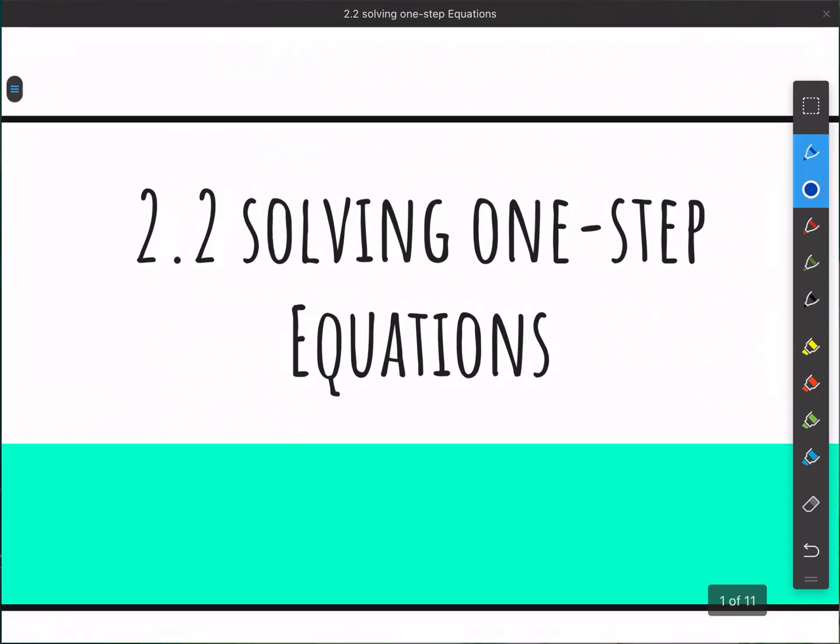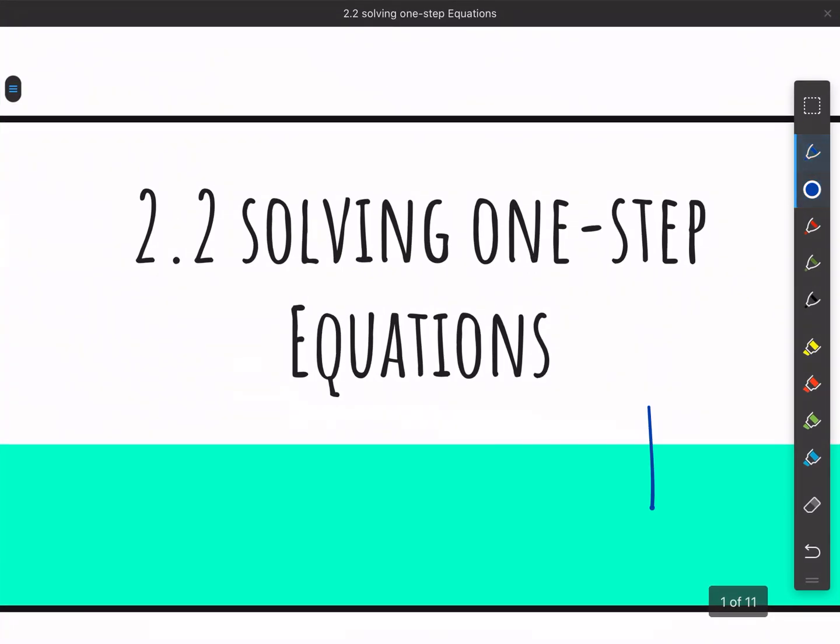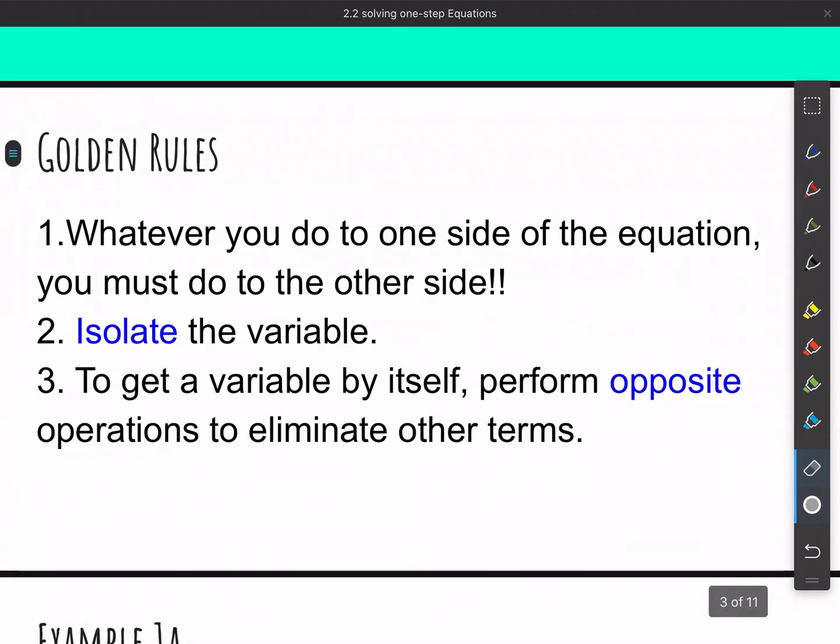Just making sure that I'm recording here. So here's what we're going to do, guys. Let's go over some rules, and then we're going to get right into solving some of these. Okay, so the golden rules.